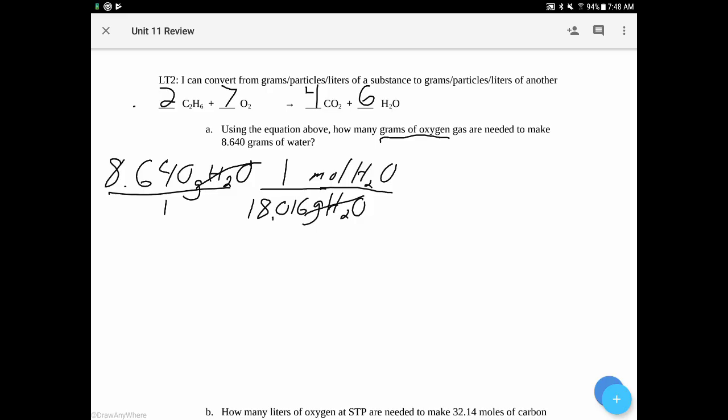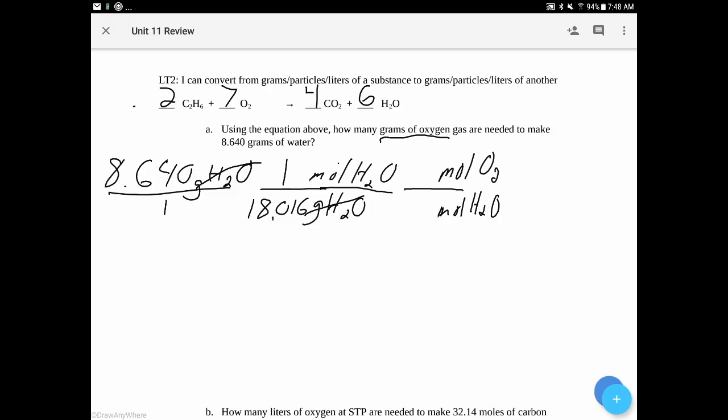We're left with moles of H2O, which is not where we want to be, so we need another conversion factor. Okay, so we want to cancel out moles of H2O, so we put moles H2O on bottom. Again, we are converting to grams of oxygen, so we can't go right from moles of H2O to grams of oxygen, so we have to go from moles of H2O to moles of oxygen. Okay, now this is our mole-to-mole ratio. So this is why it's important to balance the equation, because this is where that comes into play.